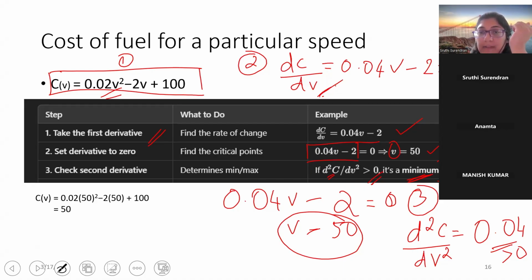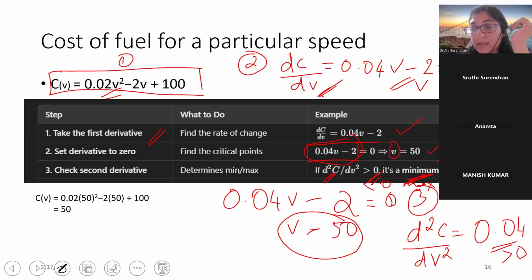First it is finding the first derivative, then it is equating it to 0. That time you will get the value of v. That v is called the critical point. At that point either the cost is going to be high or low, but we don't know if it is a maxima or a minima. When the second derivative is found, if that value is greater than 0, then it becomes a minimum, and if it is less than 0, it becomes a maximum.